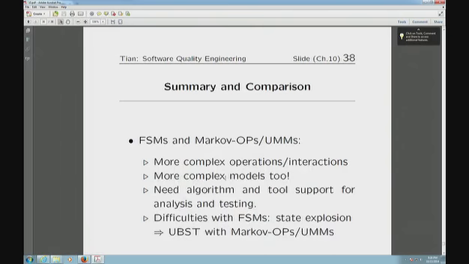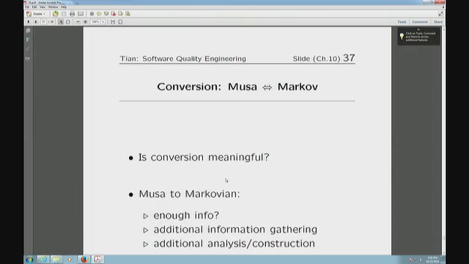So that finishes up this topic, and you do have a homework assignment, which will help you get some more hands-on experience with this kind of modeling technique. Okay, that's it for today. Good night, and I'll see you next week.